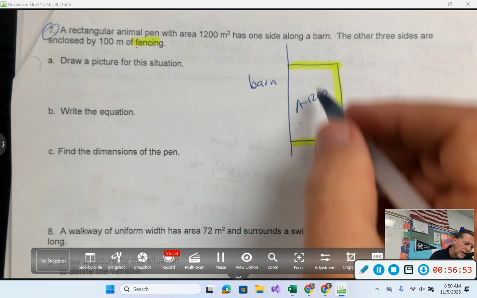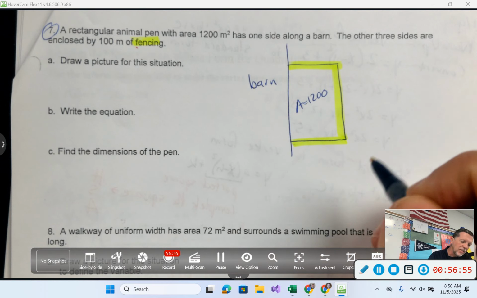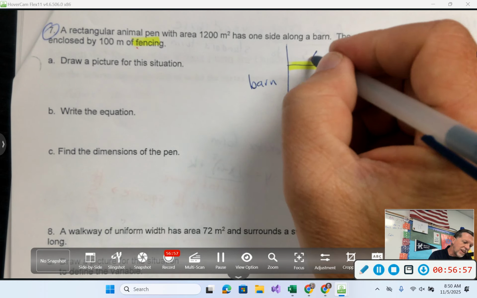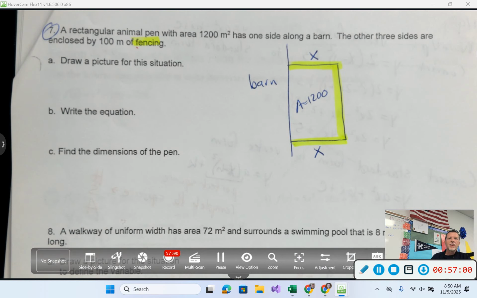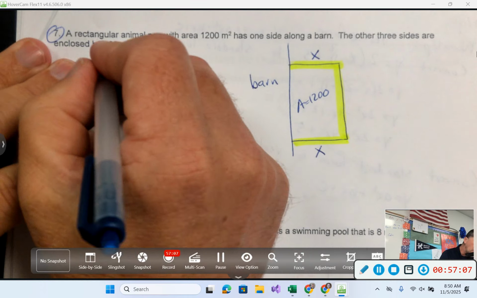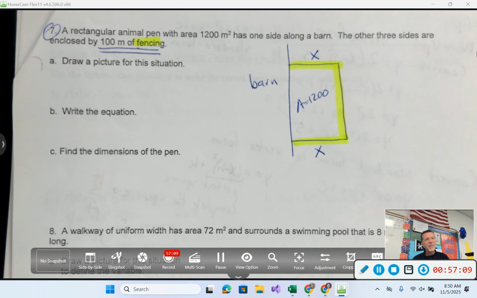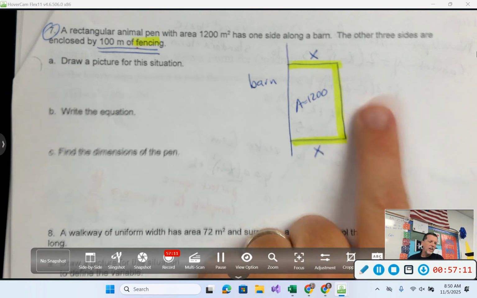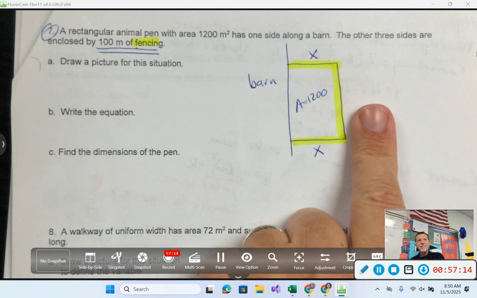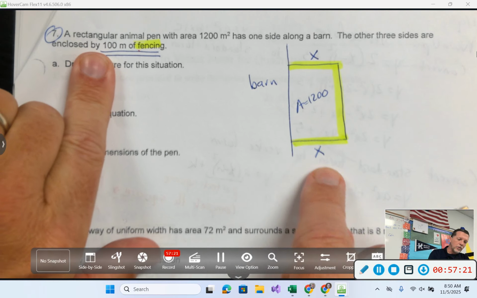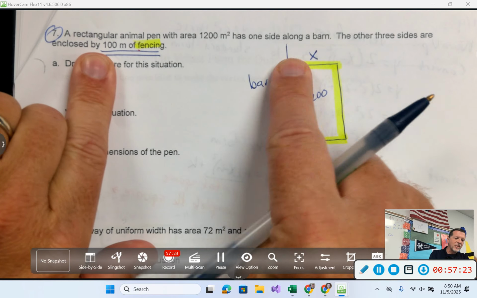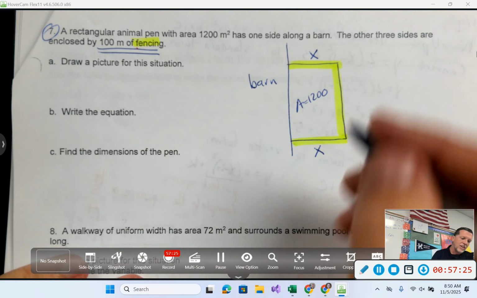Draw a picture. Okay, I've got a picture, but I'd like some labels on this thing. Let's say these lengths are x. It's a rectangle, so they have to both be x. Now, given that there's 100 meters of fencing, can you figure out how long this side is? Not 100. I started with 100. I used x of it on this fence and x of it on this fence. How much fence is left?